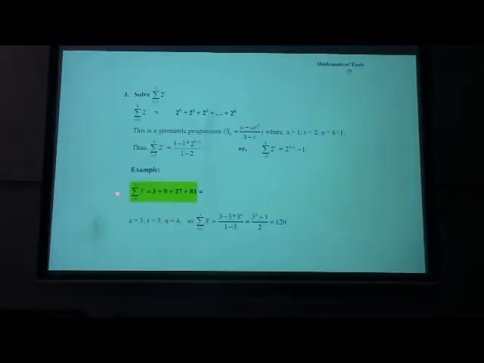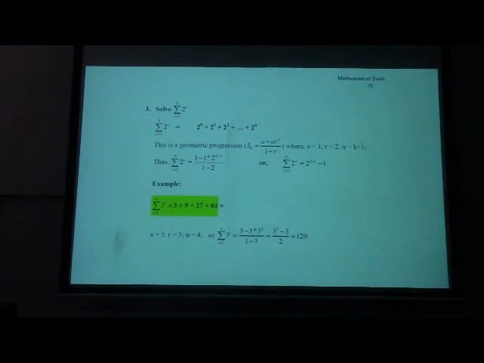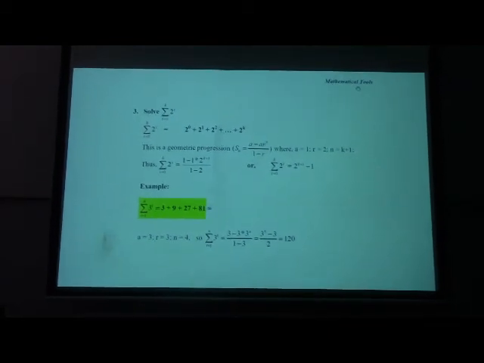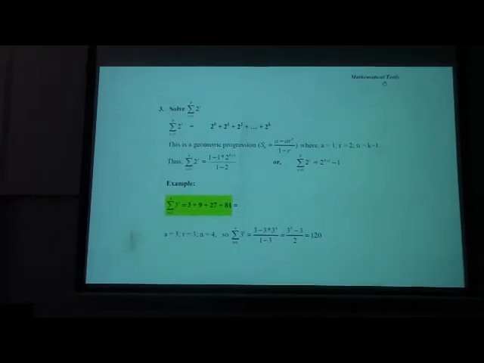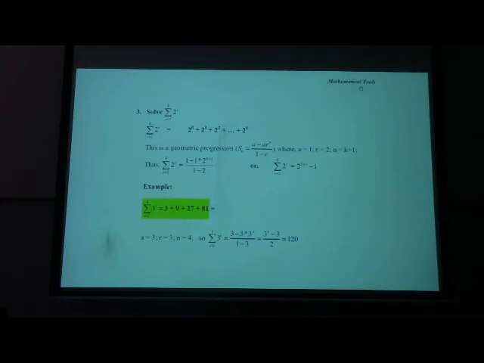Okay, so you can see over here, if you have the summation of this sequence, you would get 3 plus 9 plus 27 plus 81. Notice here, what's the value of A? A is equal to 3, the ratio is 3, and N is 4, so it's going to be A times 1 minus the ratio to the N, over 1 minus 3. And of course that's going to be equal to 3 minus 3 to the 5th over negative 2.